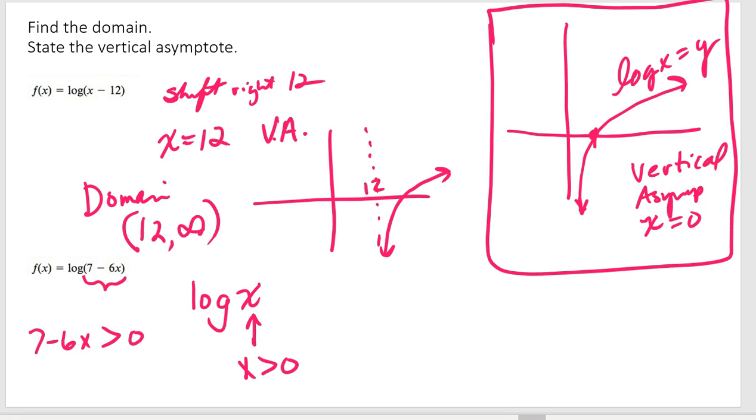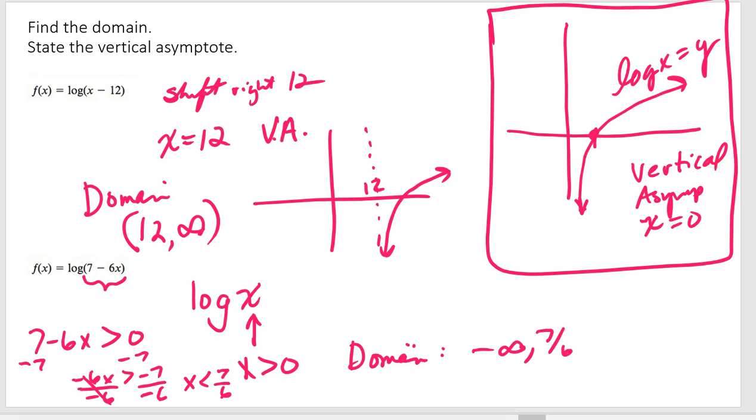Therefore, if I were to subtract 7 and divide by -6, I'd have to swap the direction of the sign and say that x has to be less than 7/6. So my domain would be -infinity to 7/6. Now my vertical asymptote will be at that boundary point where that domain ended. So my vertical asymptote will be x is equal to 7/6.